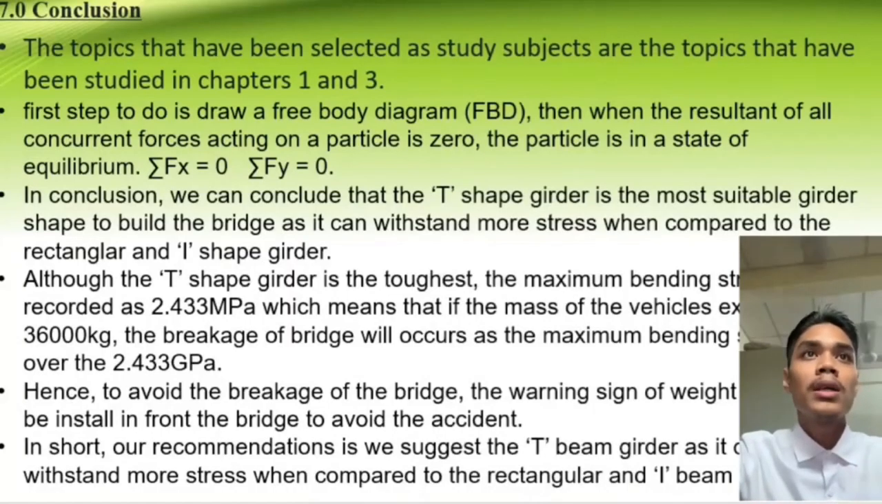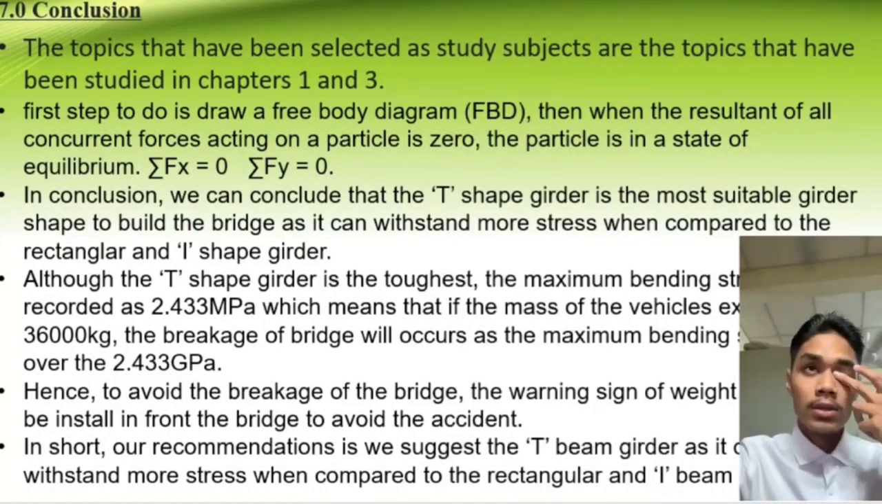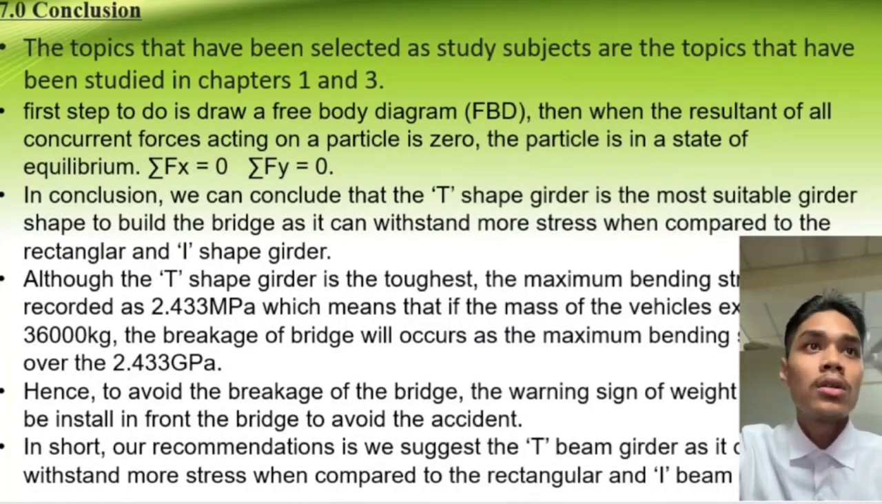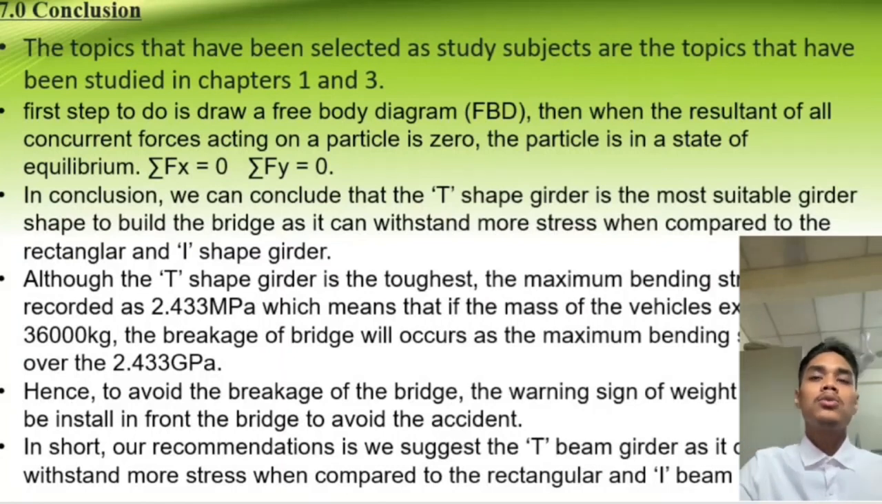First, the topic that has been set is to study chapters 1 and 3. First step, we must draw the FBD as shown in the slide. In conclusion, we can conclude that the T-shaped girder is the most suitable girder shape for the bridge.